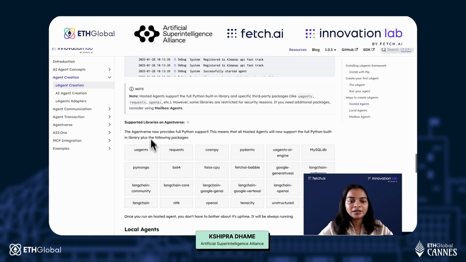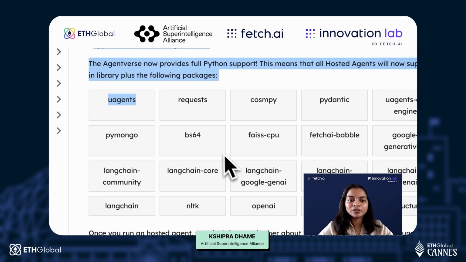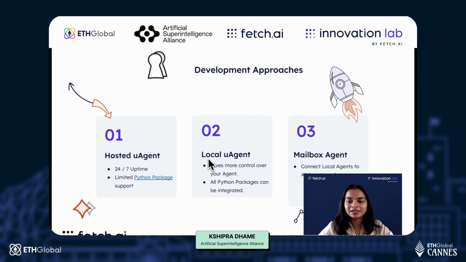You can check them here. So if there are some packages that you need and they are not listed here, you can create local agents, and then you can connect these local agents to Agentverse. So we will be checking that out just now. So you can create a local agent, and to connect this local agent to Agentverse, you can use Mailbox.